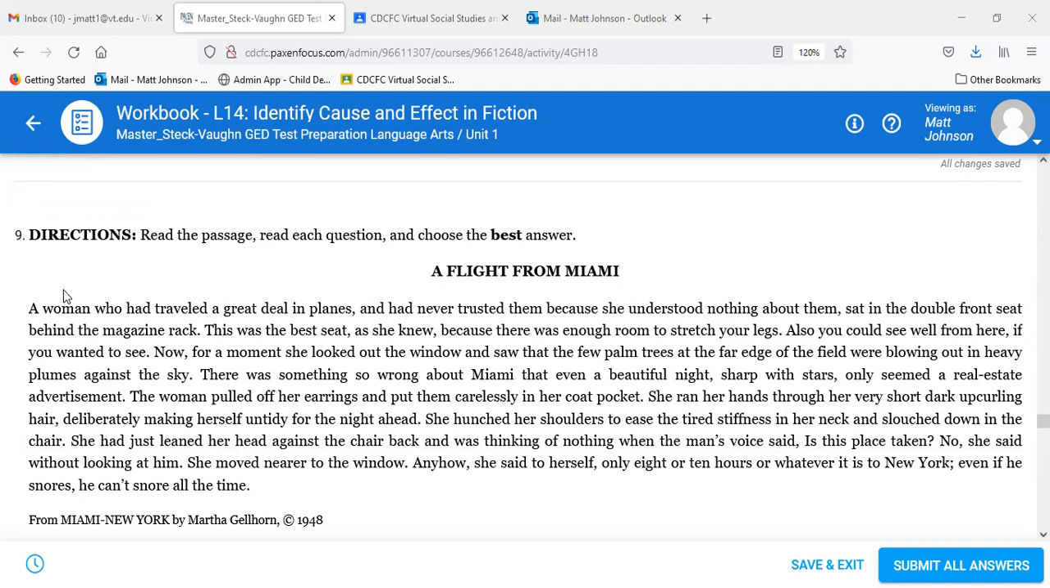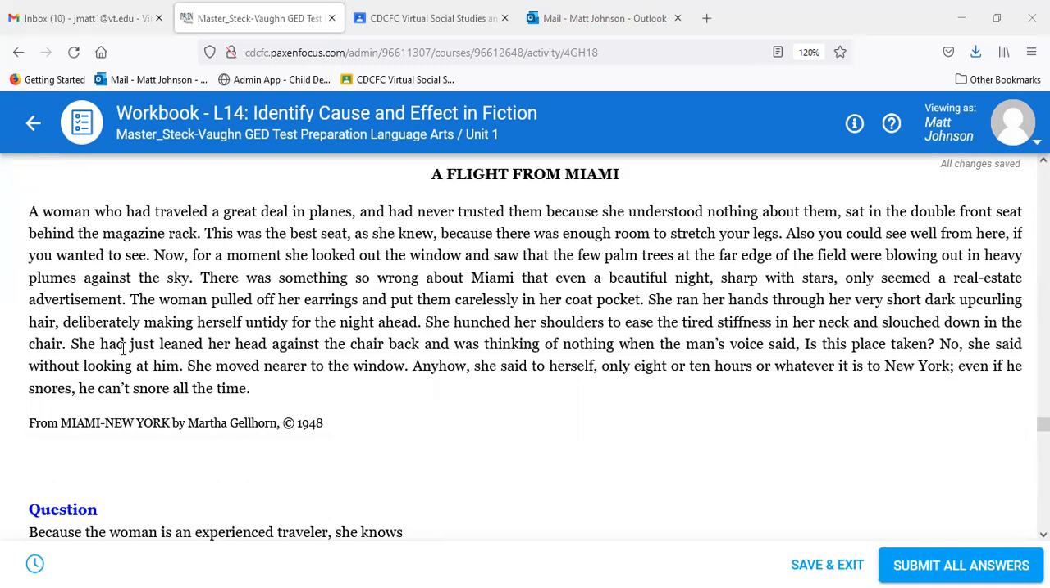She had just leaned her head against the chair back and was thinking of nothing when the man's voice said, "Is this place taken?" "No," she said, without looking at him. She moved nearer to the window. Anyhow, she said to herself, only 8 or 10 hours or whatever it is to New York. Even if he snores, he can't snore all the time. So, From Miami to New York by Martha Gellhorn, 1948.